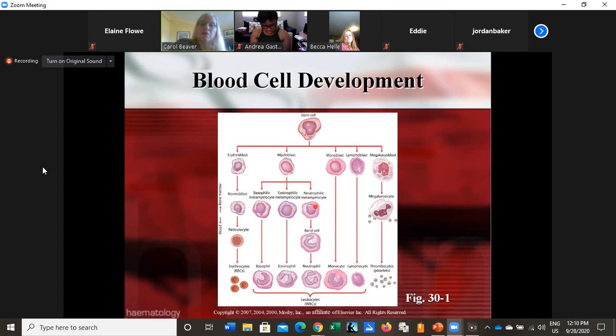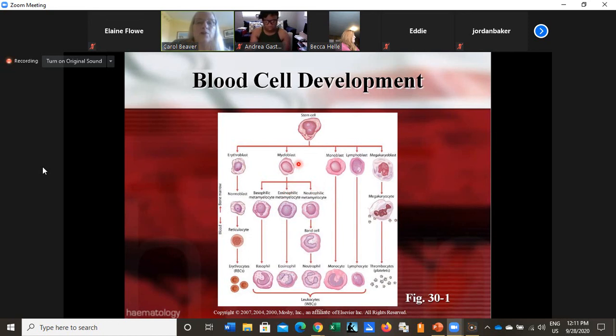And so you go through here, and this one, the monoblast goes to a monocyte, and then it can end up being a, what do you call it? It's a macrophage, and so that's like a big eater. And then the lymphoblast becomes a lymphocyte. The megakaryoblast becomes a megakaryocyte, and then it starts breaking up for the platelets.